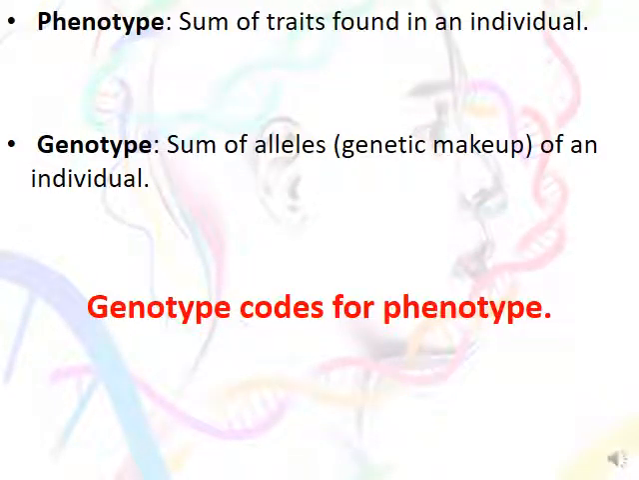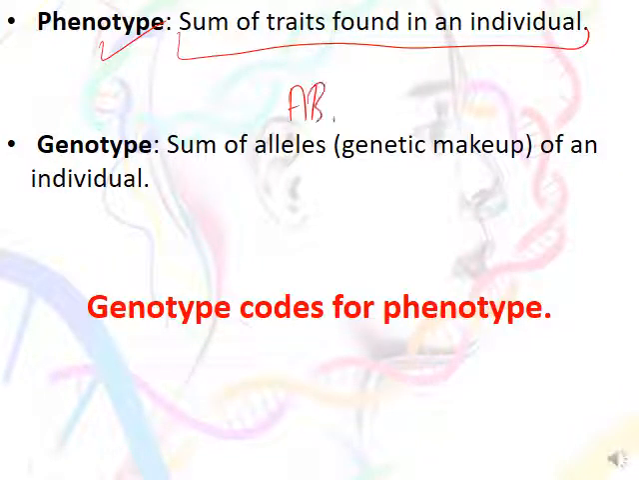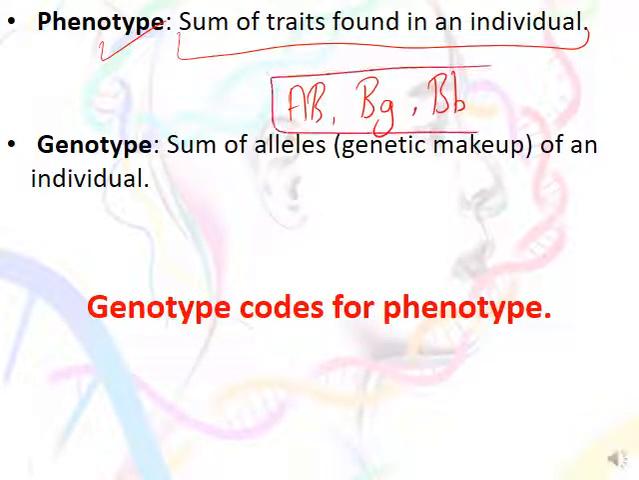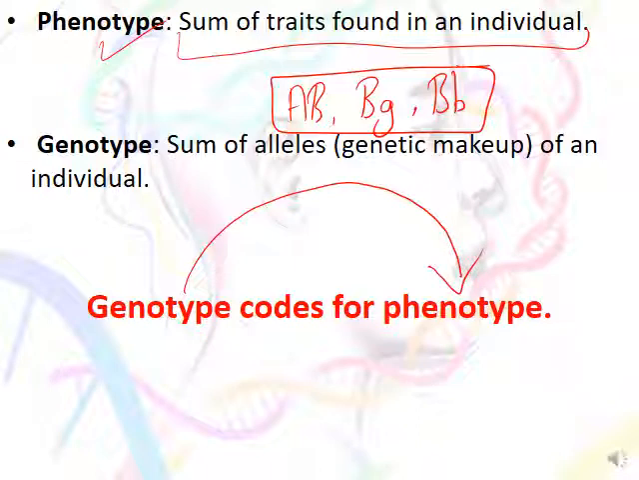Phenotype. What is the meaning of phenotype? Phenotype is always the sum of traits. So everything that we observe is called the phenotype. The sum of traits found in an individual is called phenotype. Whereas the genotype is the sum of alleles. For example, genotype, we said AB. Or for example, B small B small, B capital B small, or B capital B capital. These are the genotype. It's the sum of alleles of an individual. Always the genotype will code for the phenotype. For example, if we have AB, AB is the genotype, and it will code for the phenotype. What do you have? Blood group AB.